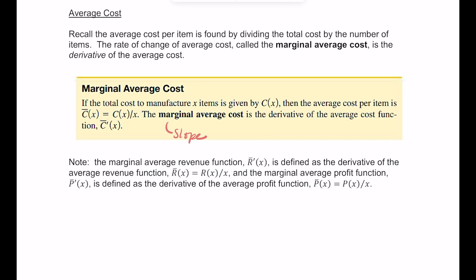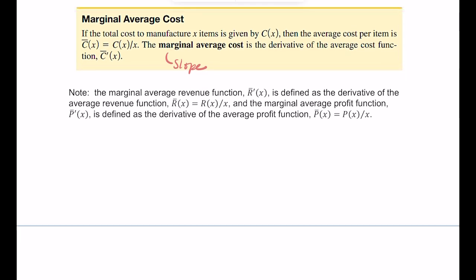So if the total cost to manufacture x items is given by C of x, that's our normal cost function, then the average cost per item is C bar of x. So anything with a bar over it stands for the average. And the average cost is just when you take the total cost and divide by the number of items, right? So the marginal average cost is going to be the derivative of that cost function. So it's the derivative of what we get here.